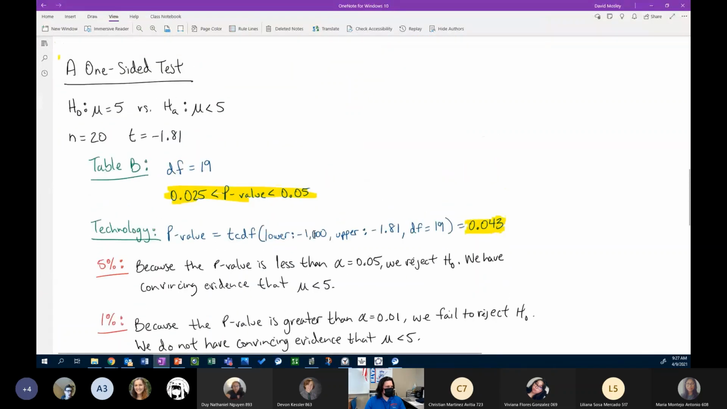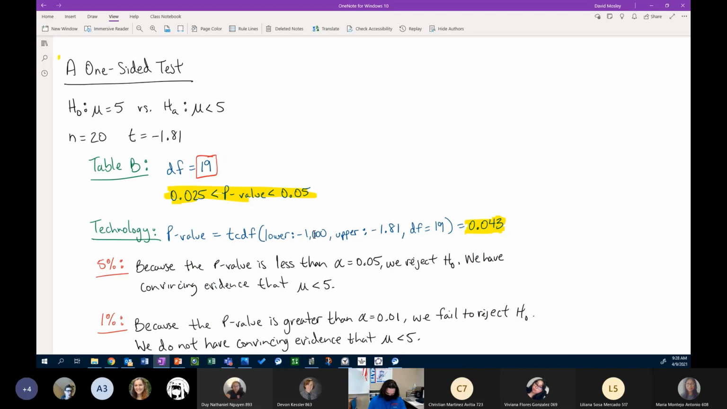So we have our one-sided test here. And again, I've listed out our pertinent information at the top here: the null hypothesis, the alternative, our sample size, and our t statistic, because that's all the information we have. Using table B, we get degrees of freedom of 19, which leads us to a p-value that is between 0.025 and 0.05. Right, the p-value is greater than 0.025 and it is less than 0.05.